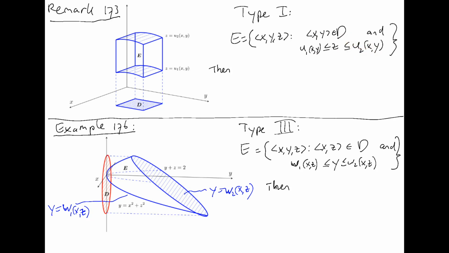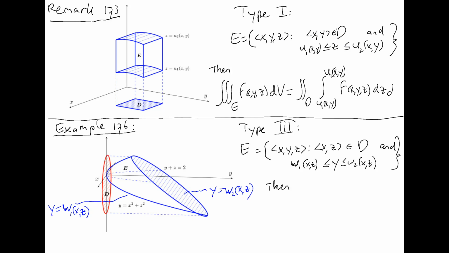And if we have a type 1 region, then we are going to compute the integral as follows. So now the question is, how do we compute the corresponding integral? And the answer is, okay, we have a double integral over D. And then we have a single integral from u1 to u2 of f(x, y, z) dz. And then we have the dA.